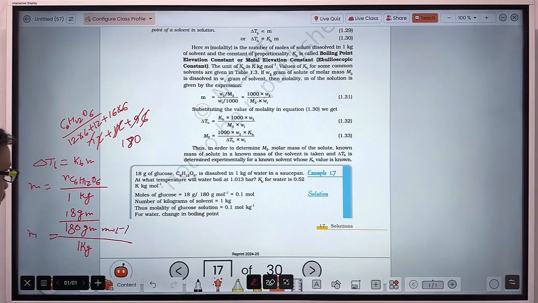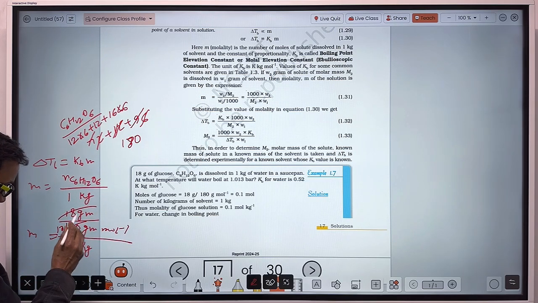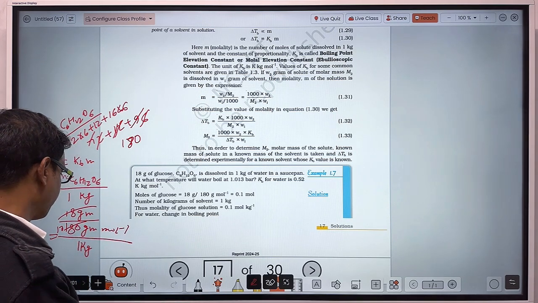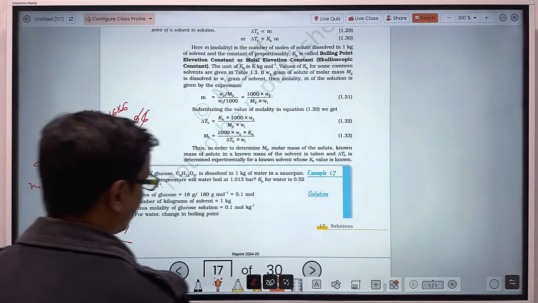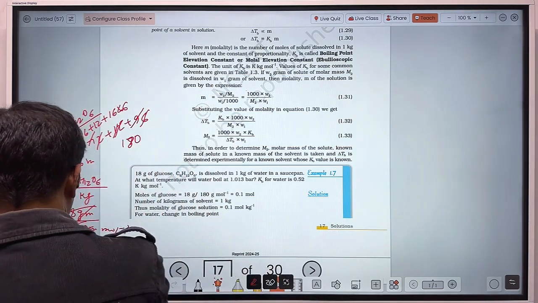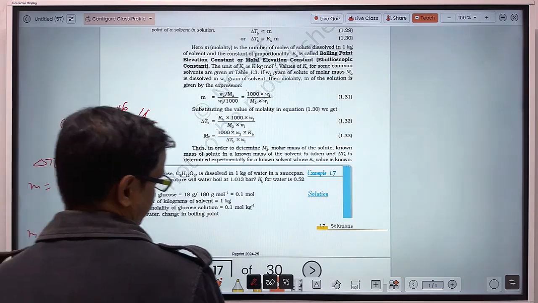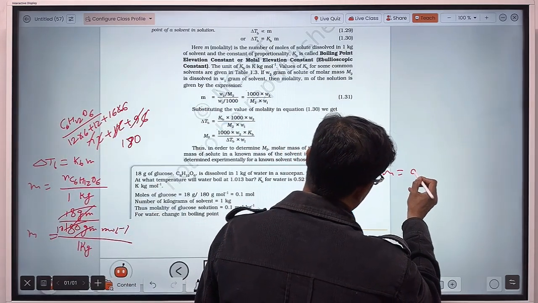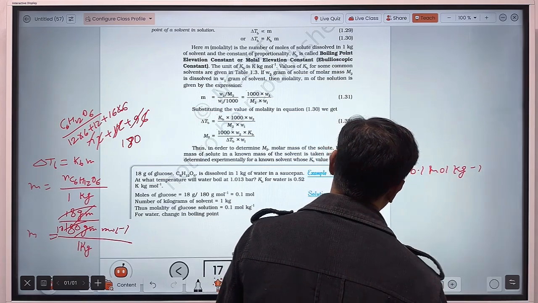So 18 upon 180 becomes 0.1 mole per kg. Gram will cancel out. So the molality of the solution is 0.1 mole per kg.